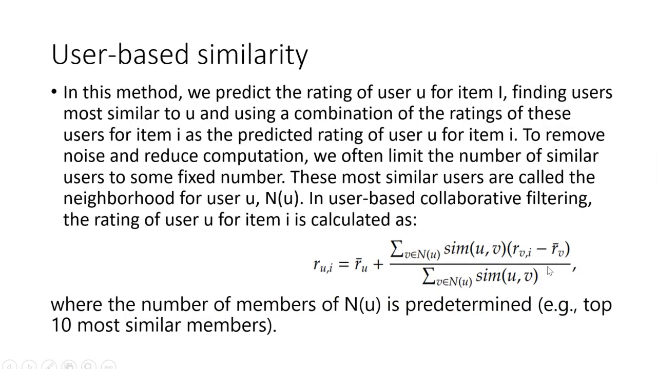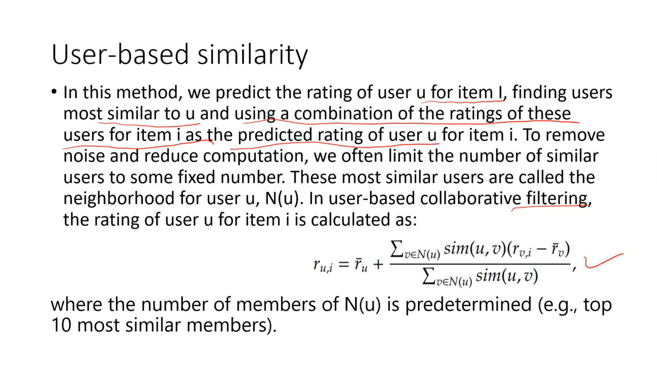So user-based similarity: in this method we predict the rating of user U for item I by finding users most similar to you and using a combination of the ratings of these users for item I as a predicted rating for user U for item I. To remove noise or to reduce the computation, we often limit the number of similar users to some fixed number. These most similar users are called the neighborhood of user U, and within the neighborhood only we can apply the collaborative filtering instead of applying it to the entire data.